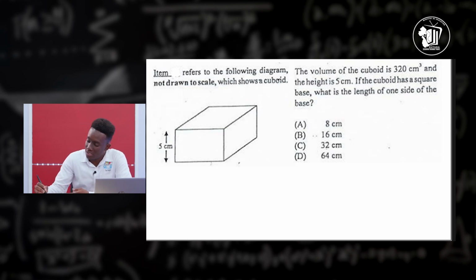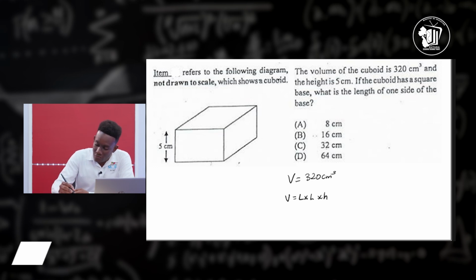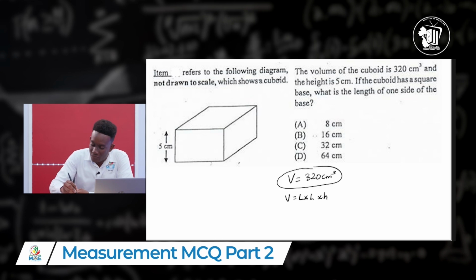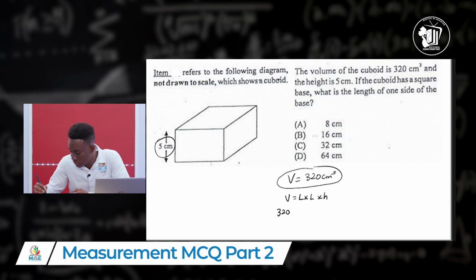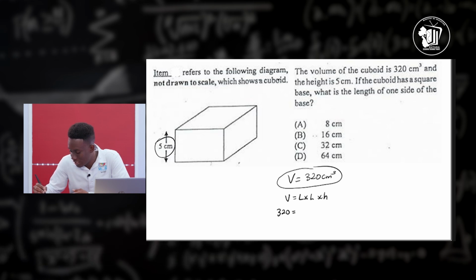So they told us that the volume is equal to 320 cm cubed. And we know the formula to find the volume of a cuboid is volume equals length times width times height. But in this case, it told us that it's a square base, so it will be length times length times height. They gave us the volume and the height here, so we can substitute. We can say 320 is equal to the length times length, we can call that L squared, multiplied by the height, which is 5.